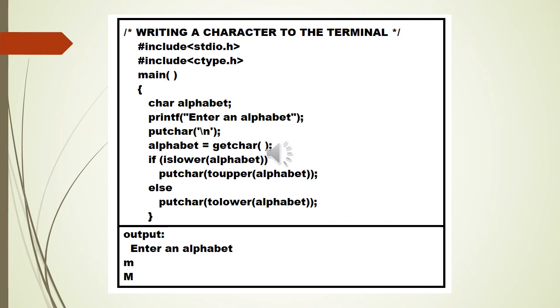Then what it will do: alphabet is equal to getchar. It will check getchar. If you give the capital letter A, it is assigned to alphabet. It will check this function, islower of alphabet? No, so it will come directly to the else part and it will convert it into lower because you gave an uppercase letter. Suppose you give a small a, then it will check, is it lower? Yes, it will convert into upper.